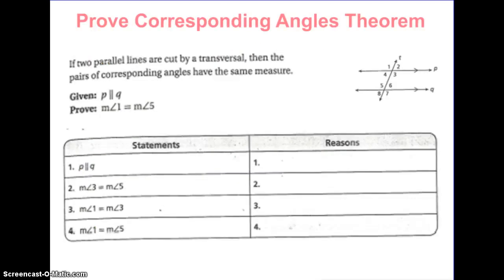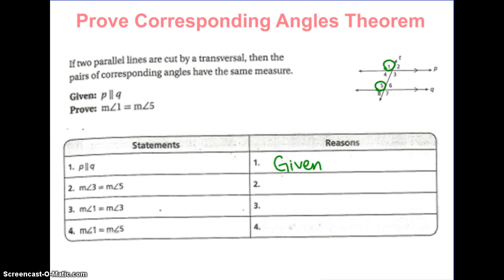Alright, we're going to prove the corresponding angles theorem. Remember, corresponding angles are on the same side of the transversal and the same side of the parallel line. So in our case, the example would be angle 1 and angle 5. Well, first off, we have that P is parallel to Q. That is a statement in the given. So you're going to write given.